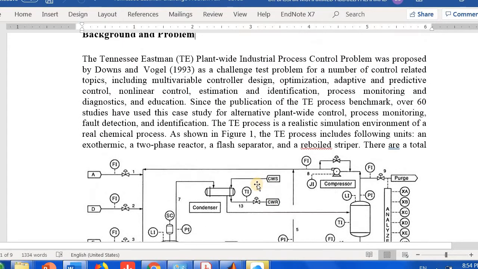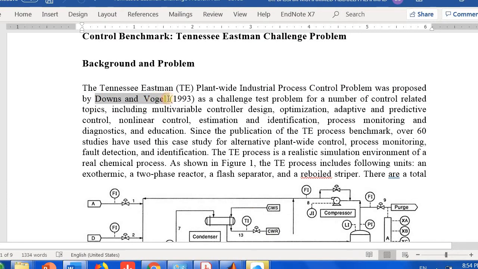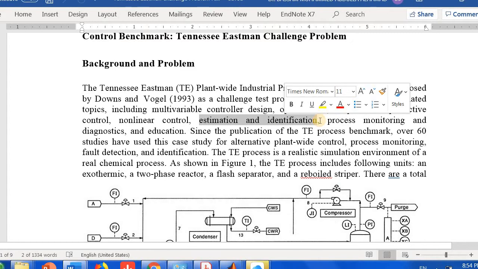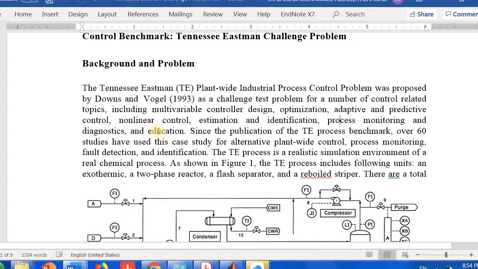That is the system that I do have here, and we are going to rely on the paper by Downs and Vogel. So we are going to refer to that paper. It is the main paper that you're going to use. However, there are two other very important papers that I'm also going to supply you with that you need to read to be able to control the system. So we have here the Tennessee Eastman Plantwide Industrial Process Control problem proposed by Downs and Vogel as a challenge test problem. And we need to do what? For a number of control related topics, including multivariable control design, optimization, adaptive and predictive control, nonlinear control, estimation and identification, and process monitoring, diagnosis, and education.